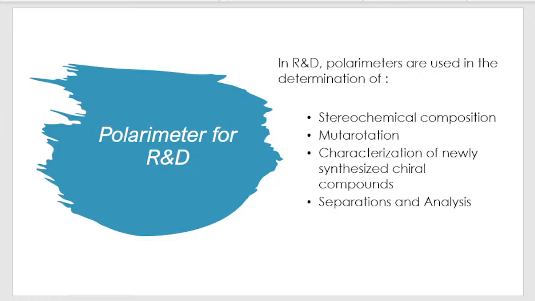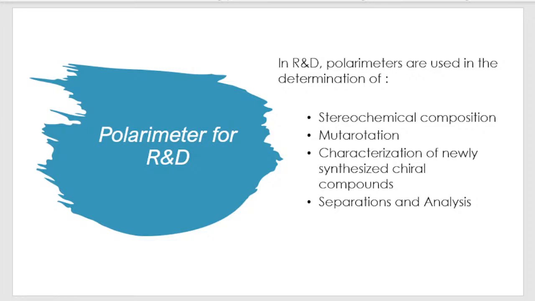In R&D, polarimeters are used to determine stereochemical compositions. Stereochemistry is the study of the relative spatial arrangements of atoms that form the structure of molecules and their manipulation. So it's basically the study of the structure of the atoms of different compositions, of different samples, of different liquids.